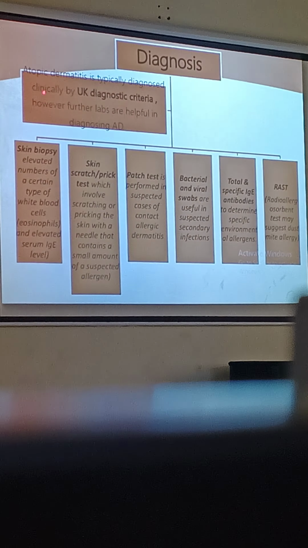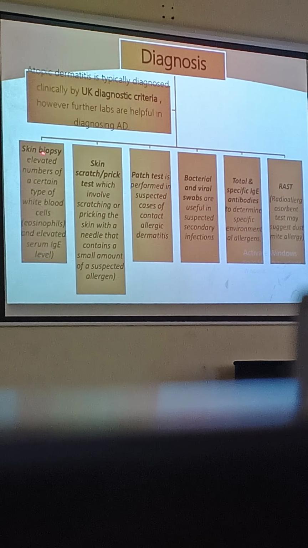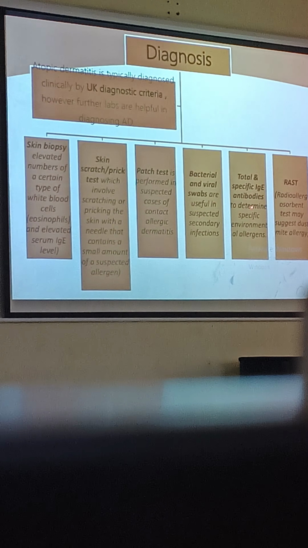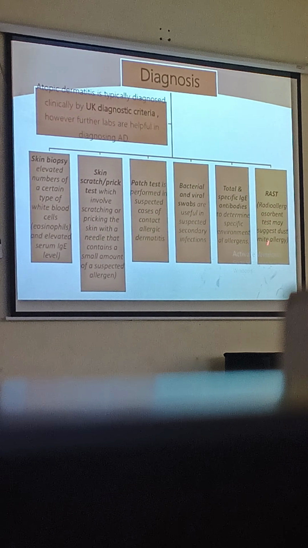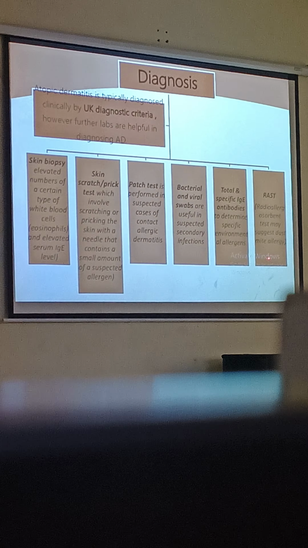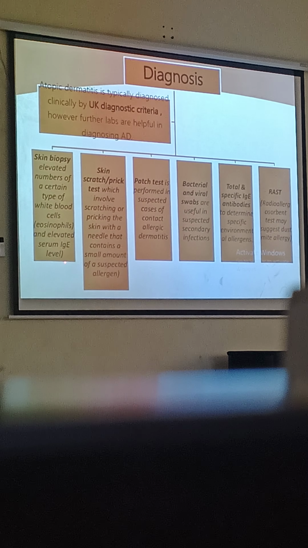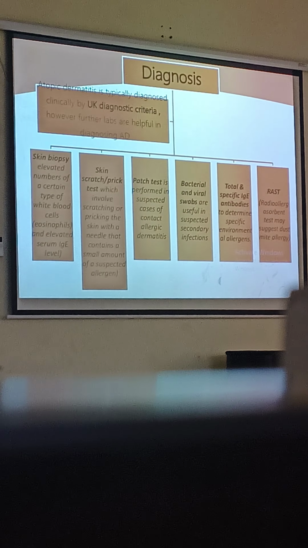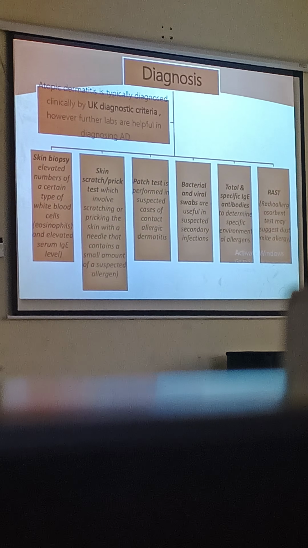Now diagnosis. Atopic dermatitis is typically diagnosed by the UK diagnostic criteria or Hanifin and Rajka criteria. Skin biopsy is taken, prick test is done, patch test is done, bacterial and viral swab, total and specific IgE antibodies are checked. Basically, if it is positive, then it suggests dust mite allergy. Okay, skin biopsy mainly shows certain types of white blood cells. Eosinophils are elevated, serum IgE elevated, and in skin biopsy, spongiosis is seen in the histopathological finding because it is an eczematous condition. So spongiosis is the main feature. Okay.